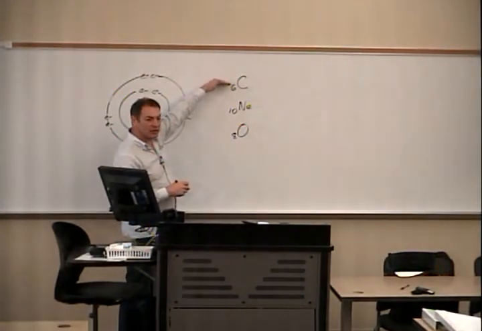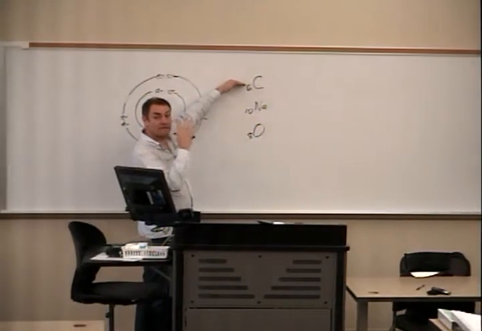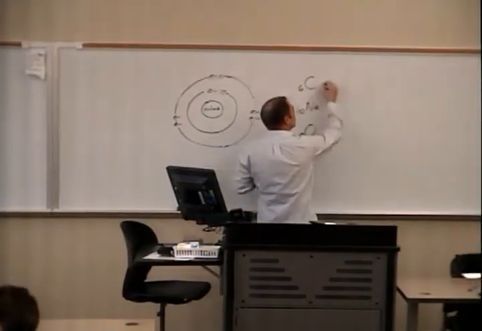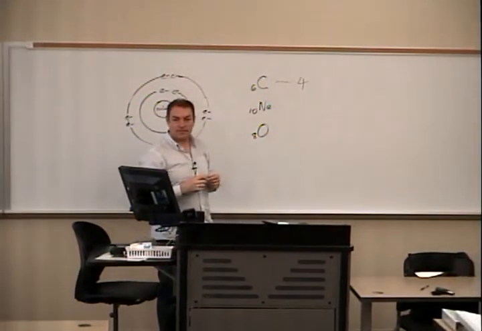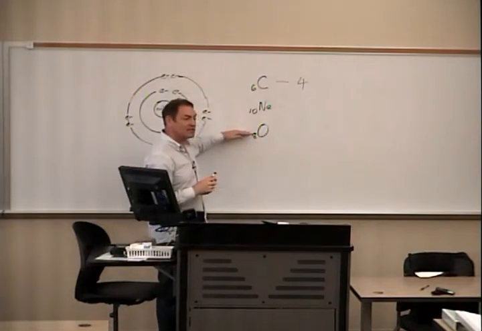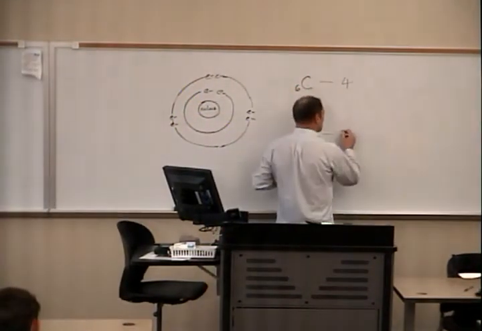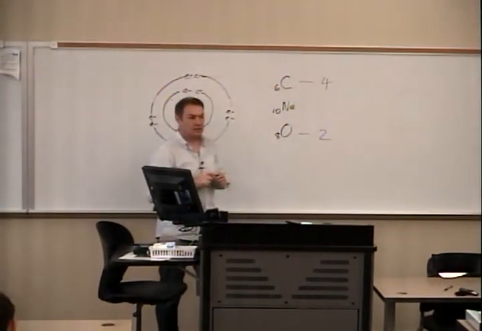Look at your electron configuration. How many more electrons does carbon need to fill its valence shell? Four. Carbon needs 4 electrons to fill its valence shell. Ooh, it makes 4 chemical bonds. What about oxygen? How many does oxygen need to fill its valence shell? It needs 2 more, doesn't it? Ooh, oxygen always forms 2 bonds.